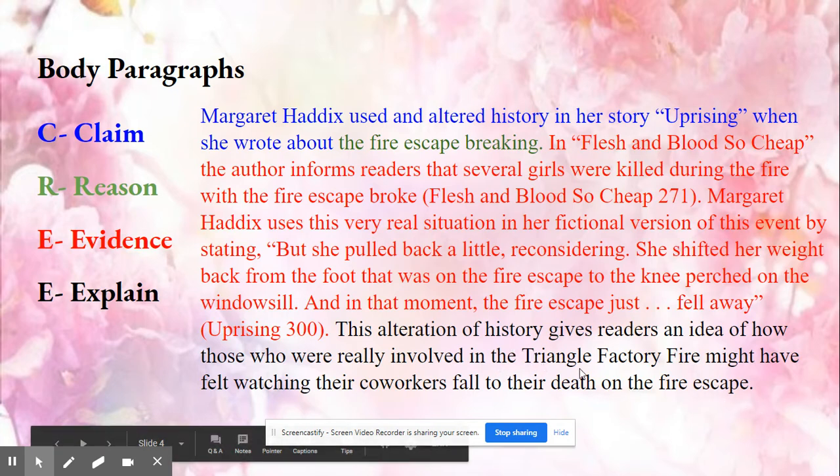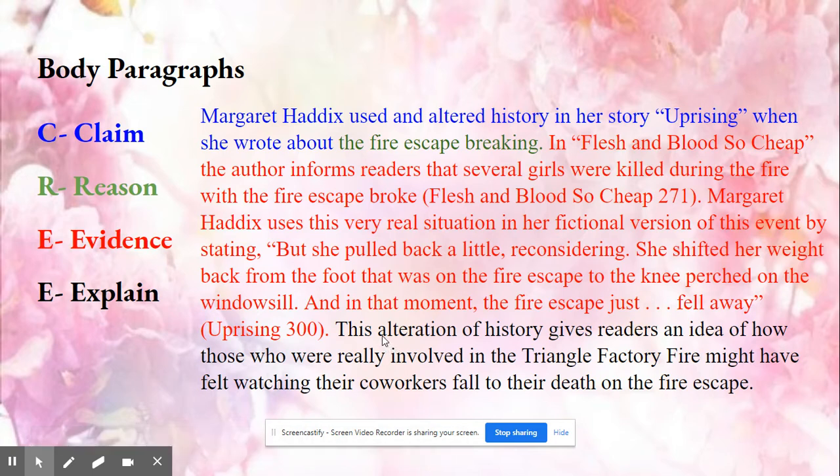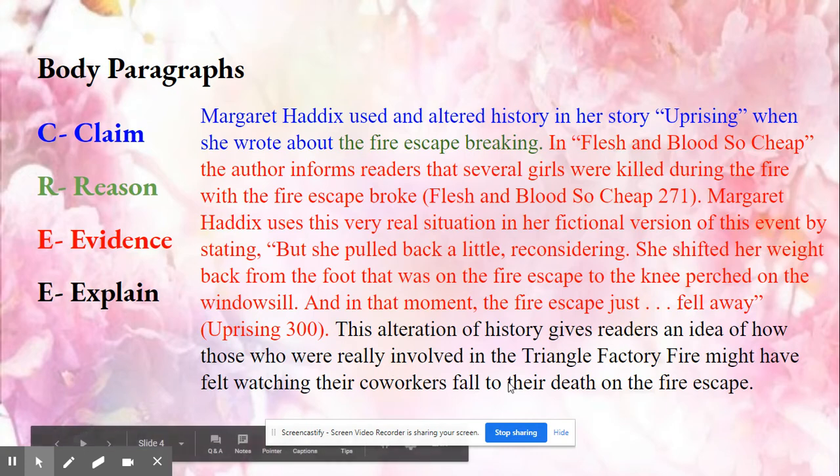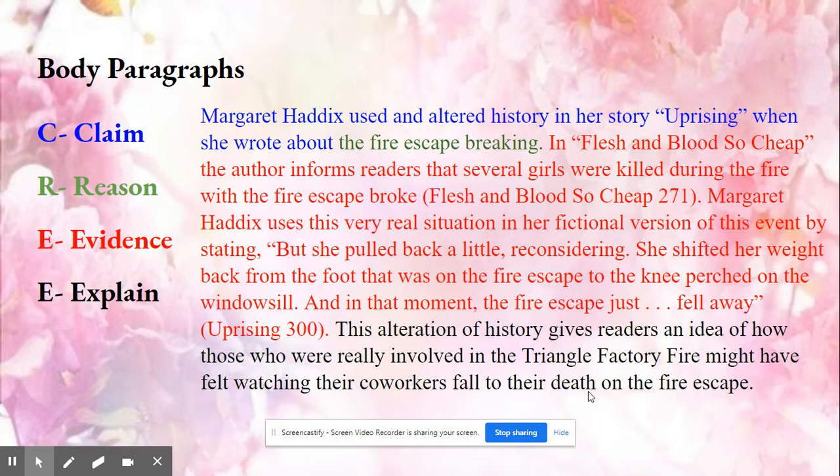I kept my explanation very specific to the topic of the fire escape, and I also explained why Margaret Haddix probably included that little bit of information about the fire escape. She wanted her readers to feel connected to that moment. She wanted her readers to understand how scary that probably was for the people involved.